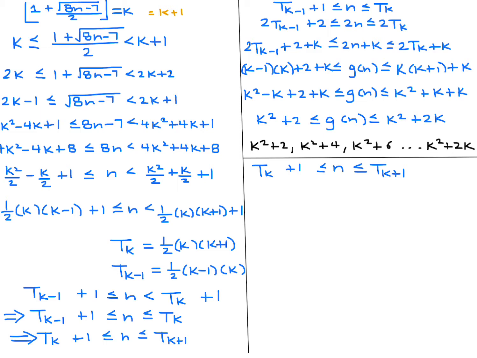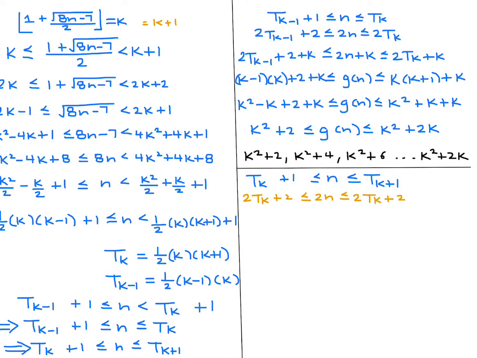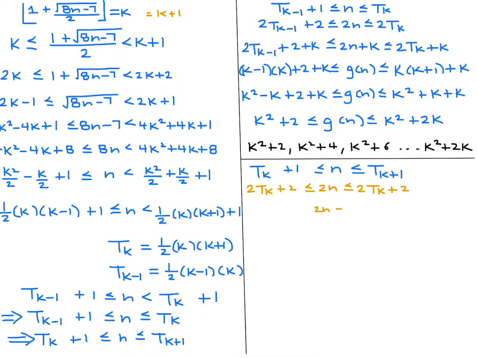Again, just like before, let's multiply through by 2. Now we have to subtract this in order to get f at n, because if you recall, f at n was 2n minus this term right here. So we have to subtract it this time. So it would be 2n minus the bracket of 1 plus the square root of 8n minus 7, over 2. And then remember, because it's k plus 1 this time, this is equivalent to k plus 1. So since we subtracted this term, we have to subtract k plus 1 from both sides. So this becomes 2k plus 2 minus (k plus 1), and similarly on the other side, it's t_{k+1} minus (k plus 1).